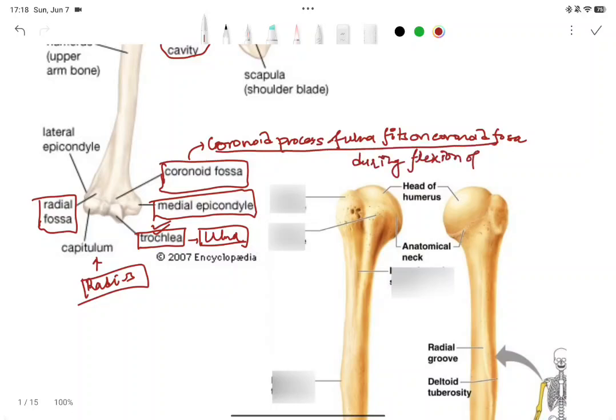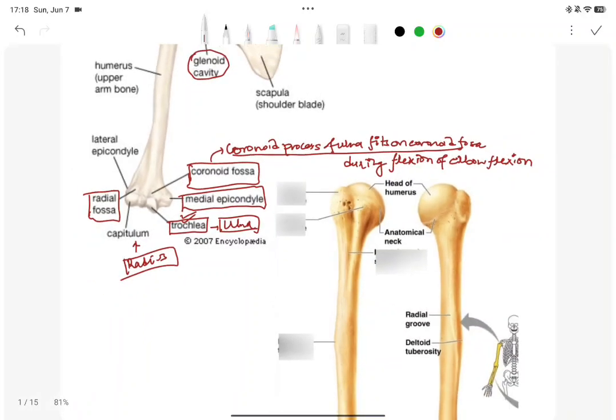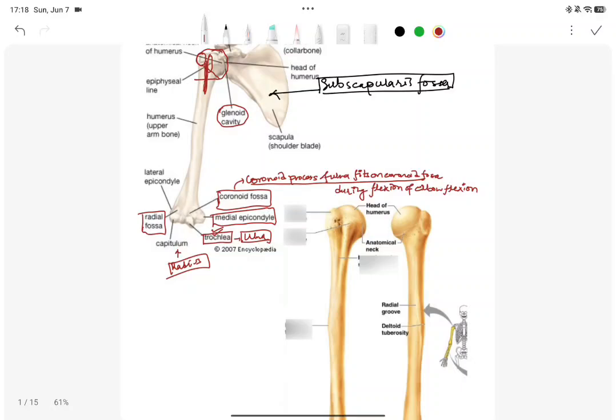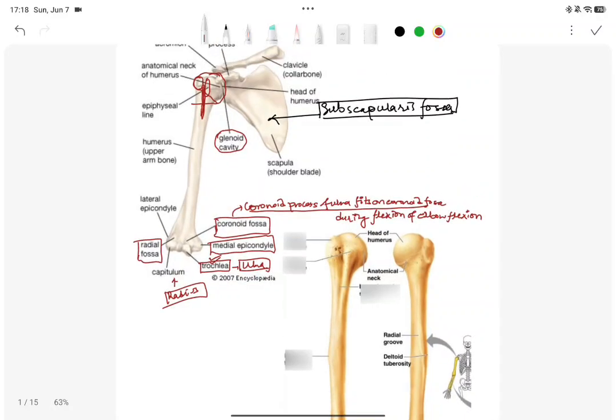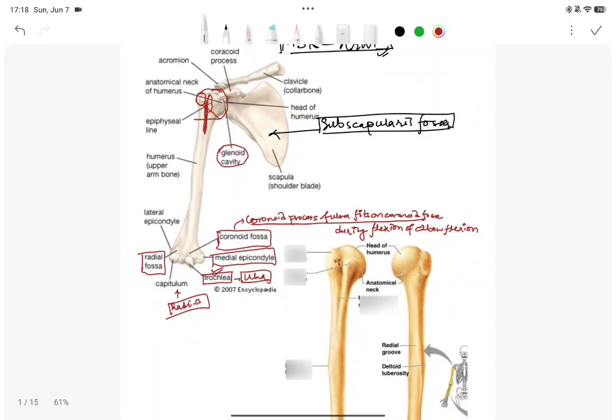flexion of elbow joint. So during flexion of the elbow joint, the coronoid process of the ulna fits on the coronoid fossa of the humerus. So fossa means a pit, process means a projection. So the projection fits in the pit, and that prevents further flexion of the elbow joint. So this is the humerus. Okay, we will come to the detail of the humerus later.